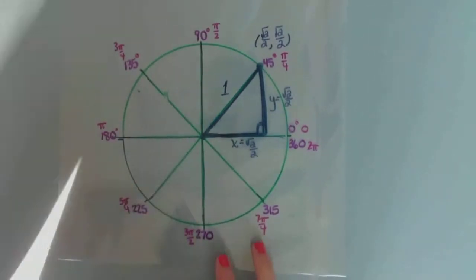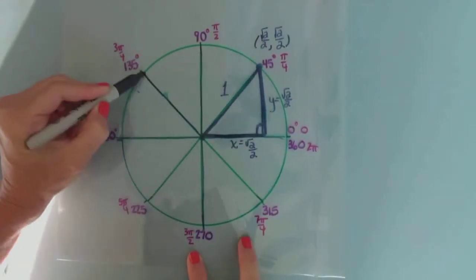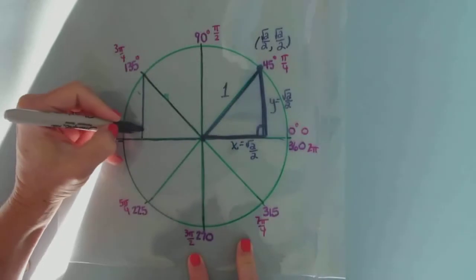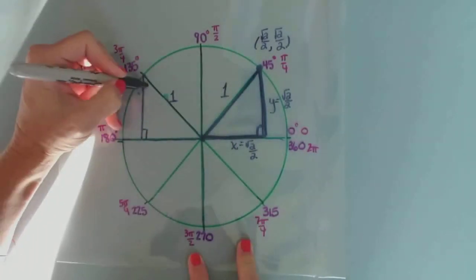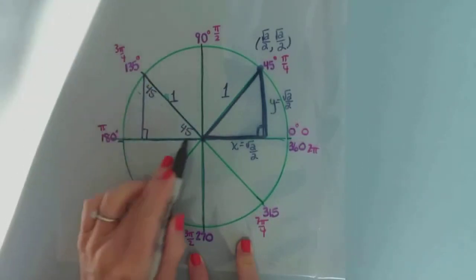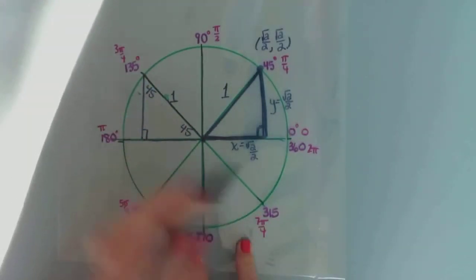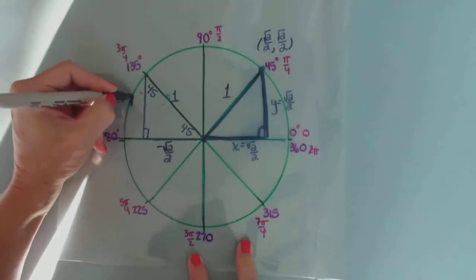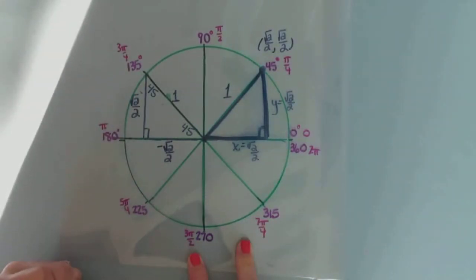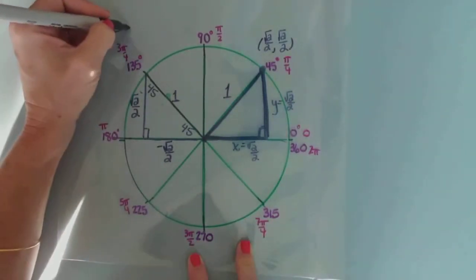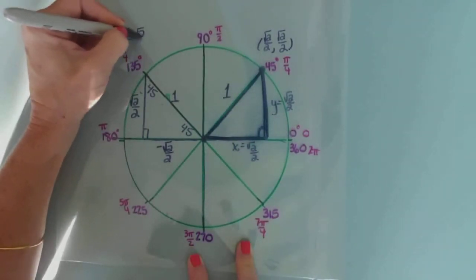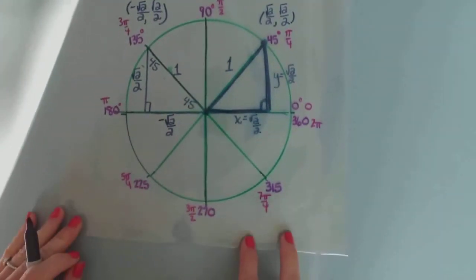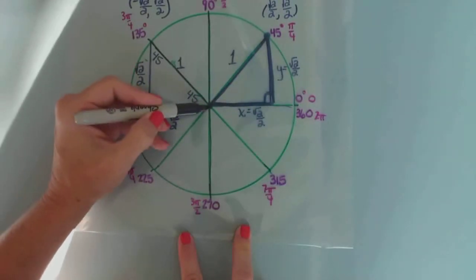Now, using the same logic, you can actually get your coordinates at 135 degrees because you can see the reflection of that right triangle across the y-axis. So you know that this is going to be 1. These are your 45s. So the coordinates, this value is going to be the same as this value, just negative because we're moving to the left. And that this value will be positive root 2 over 2 because we're moving up on the y-axis. So the coordinates here at 135 degrees are going to be negative root 2 over 2, positive root 2 over 2. And that just continues on at the bottom of the circle.